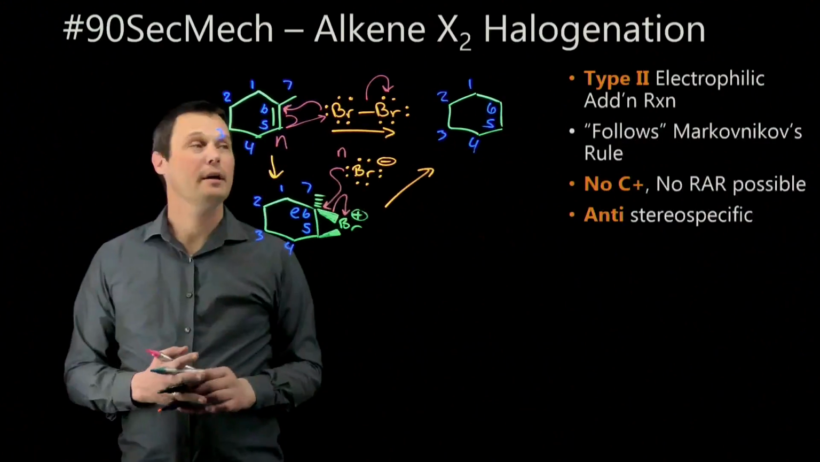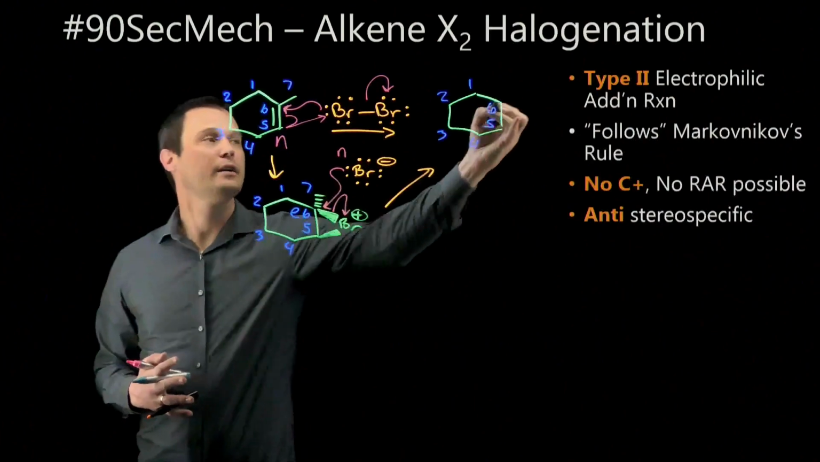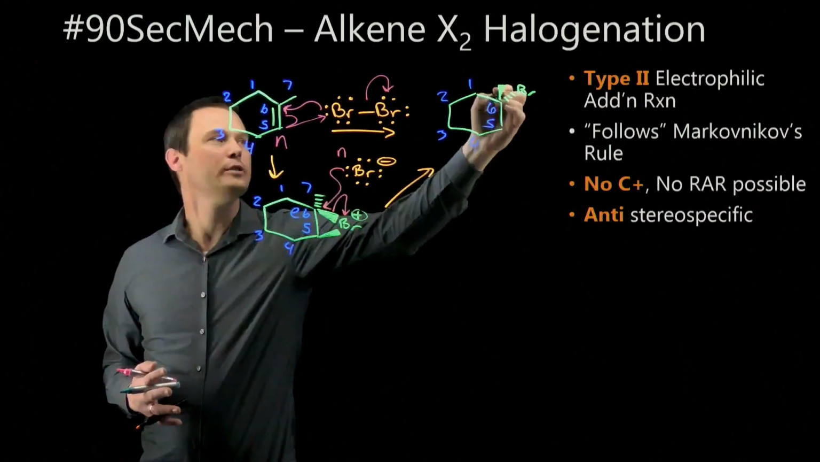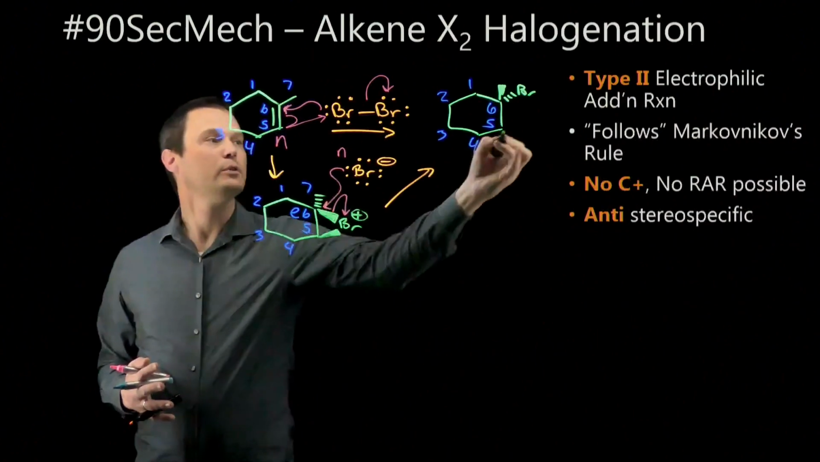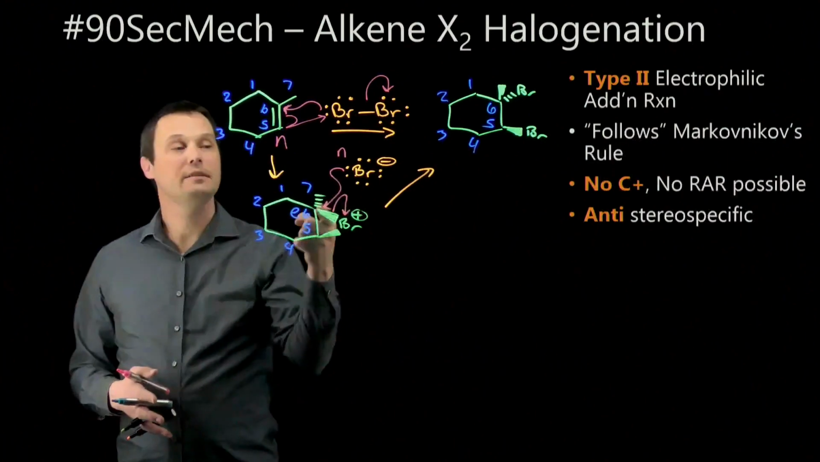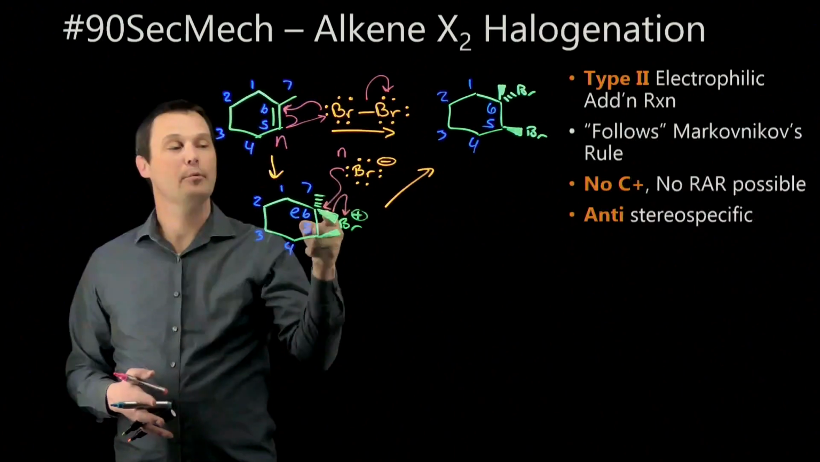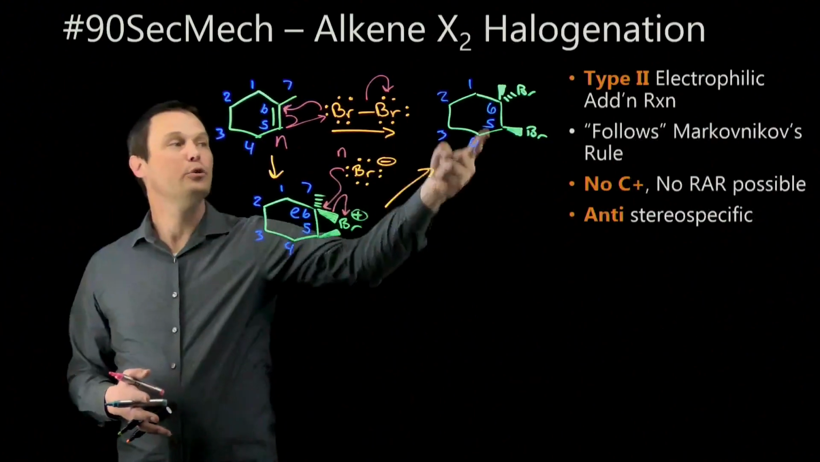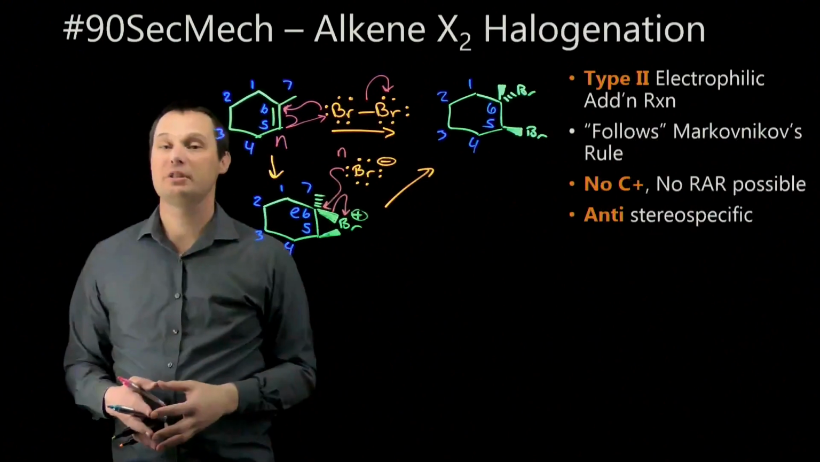That means when we draw the product of this mechanism, the Br- that we just added to carbon 6 will end up on a dash, flipping the methyl group up to a wedge. The bromine on carbon 5 will still be on a wedge because carbon 5 was not attacked in that last step. The only mechanistically legal way for Br- to open up the bromonium ion is to attack from the face opposite of the original bromonium ion. These two bromines must be anti. This is a stereospecific mechanism.